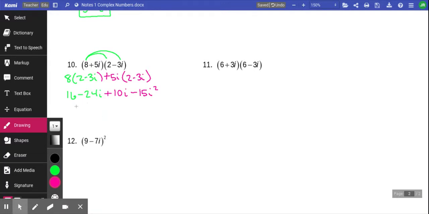All right, so this is going to be the same thing as, I'll do two things in one step here. I'm going to combine my like terms. These are both imaginary numbers, i to the first power. So this is going to give me 16, and then minus 14i, and then minus 15, but the i squared becomes negative 1. So this is really 16 minus 14i, and then plus 15. So my final answer, take the real numbers, and that's going to give me 31 minus 14i.